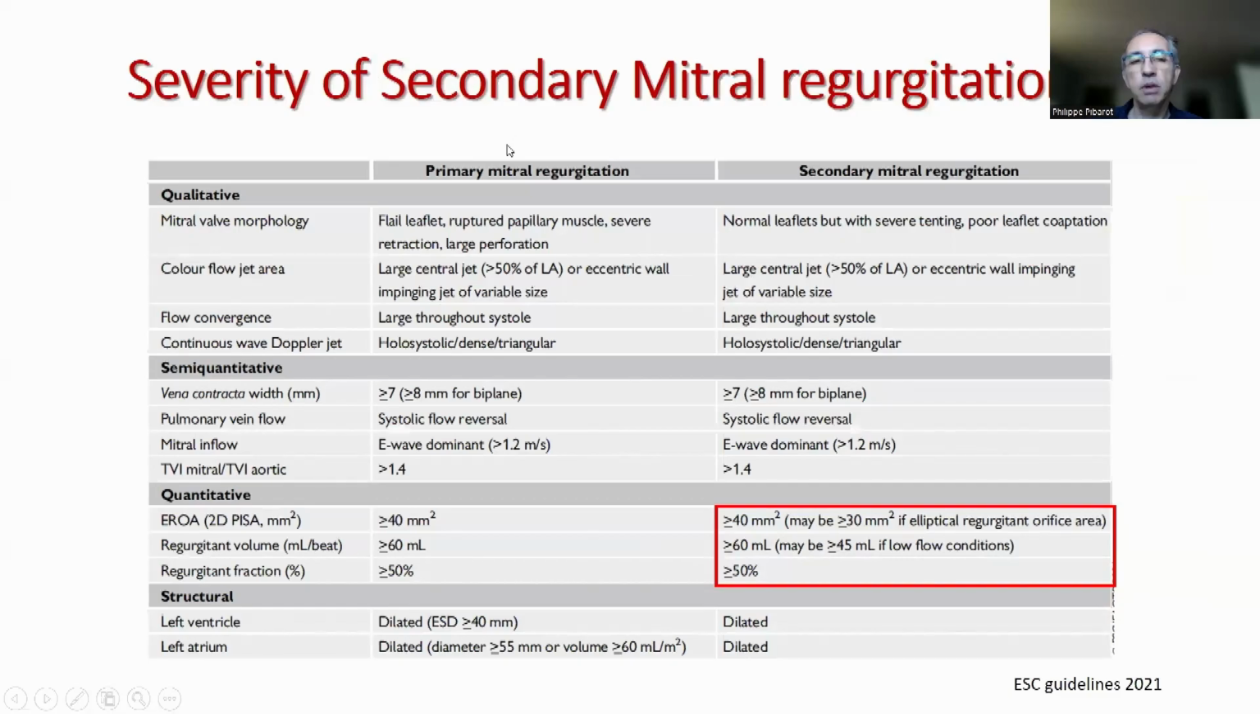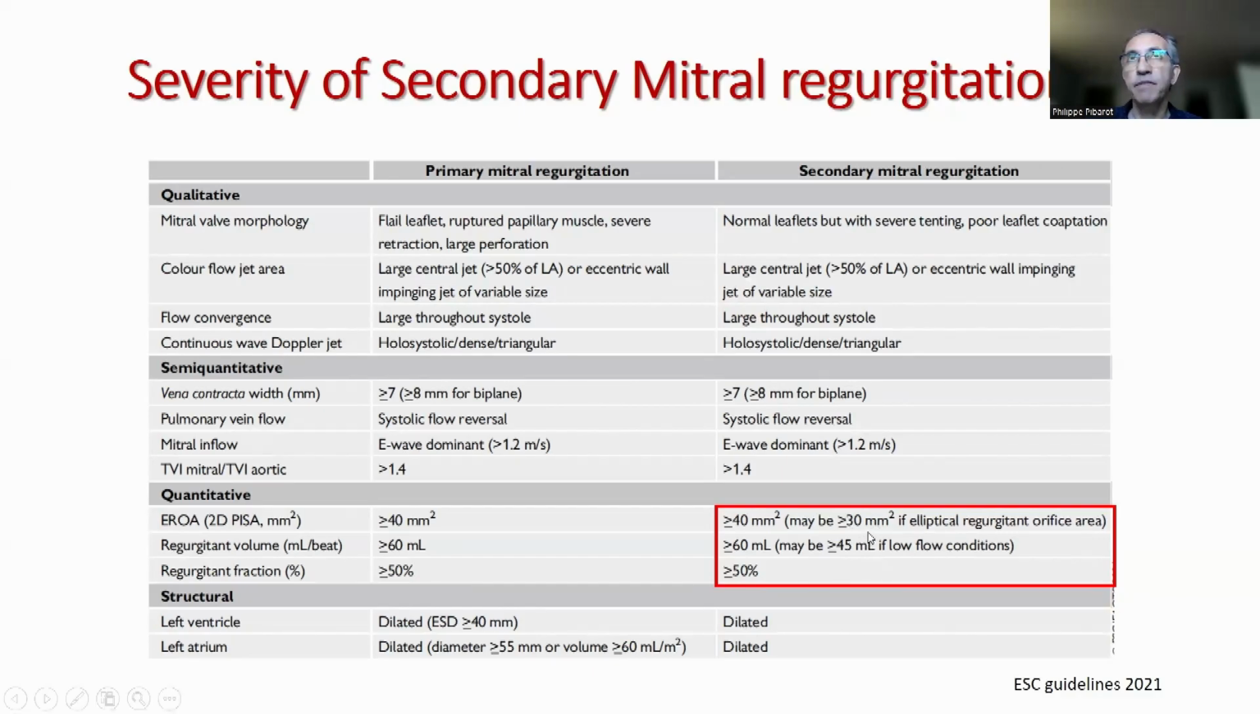So let's first pause on this definition of severe MR in the context of secondary MR, because for primary MR, we know the criteria that are generally used: an EROA more than 40, regurgitation volume more than 60, and regurgitation fraction more than 50%. But for secondary MR, some studies suggest that the impact on clinical outcomes may occur at lower thresholds of EROA and regurgitation volume, with EROA more than 30 and a regurgitation volume more than 45. And these are actually the criteria that have been used in the COAPT trial.